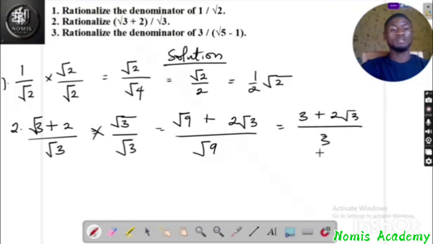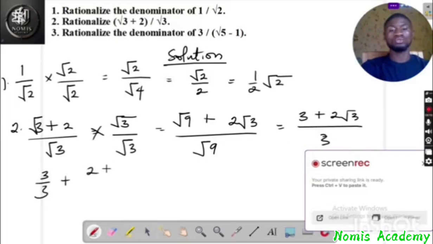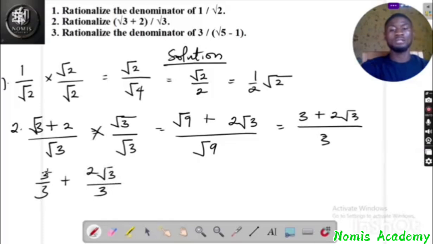Some students will make the mistake of saying 3 here 1, 3 here 1, and then that will be very wrong for you to do. So this is the final answer, or you can better split it to be 3 all over 3 plus 2 root 3 all over 3, so that if you say 3 here 1, 3 here 1, you will be left with 1 plus 2 root 3 all over 3. And this is the final answer for the rationalization.